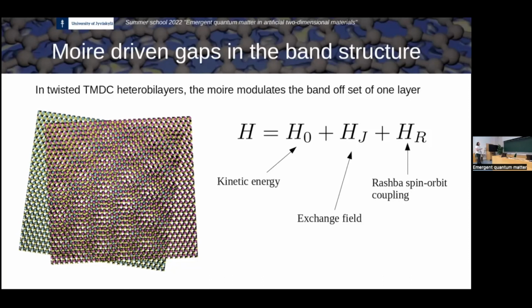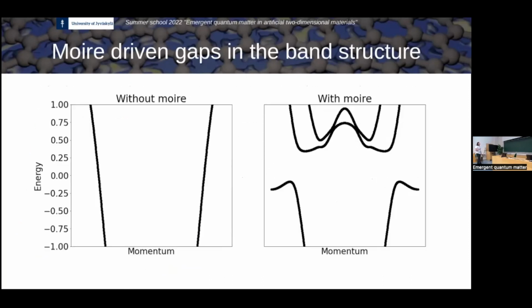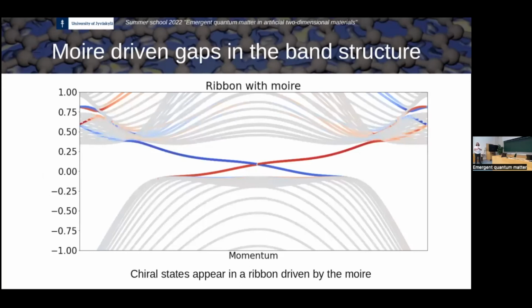And if you do that, you can quite often get to situations in which, even though you have Rashba and exchange, your electronic structure has a gap. But now, if you switch on a moire, the moire actually opens a gap in your electronic structure. And in some of those situations, the gap that you get when you switch on the moire is directly topological. So the moire itself can drive topological states not only in an artificial topological superconductor, but also in any other type of artificial topological state, like a Chern insulator.